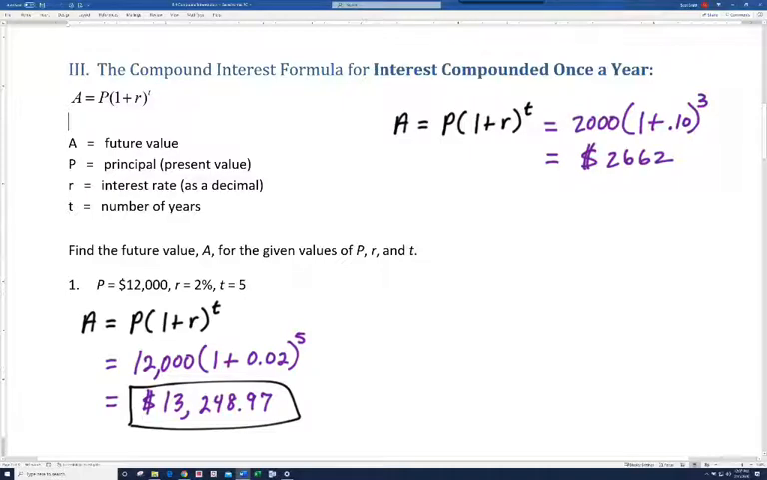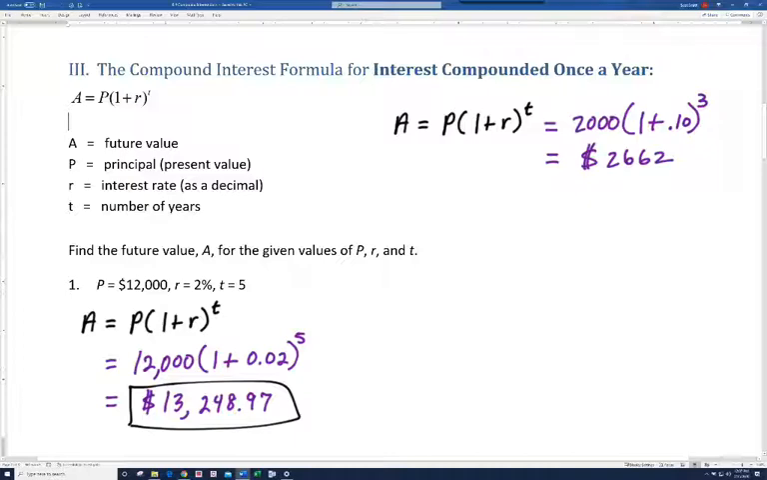Now I want you to notice something here. Let's say you were trying to save a little bit of money. You have $12,000 saved for a car, or who knows, that's money you have in savings, and you want to wait another 5 years and then buy a car. Well, you can see you only earned $1,248.97 in those 5 years.